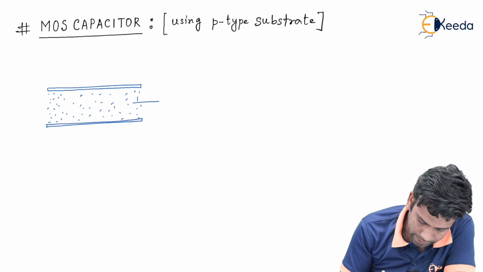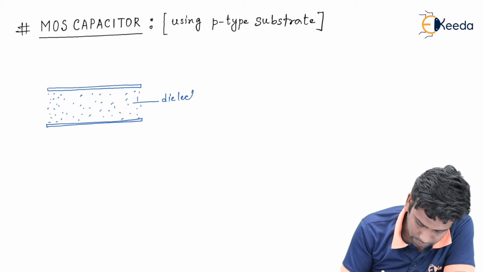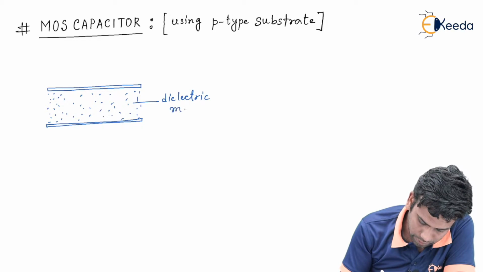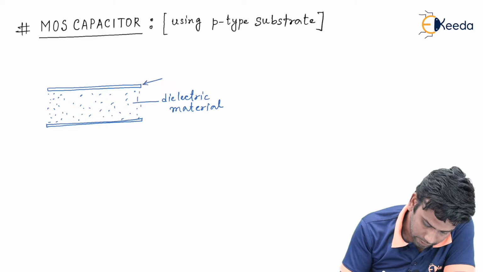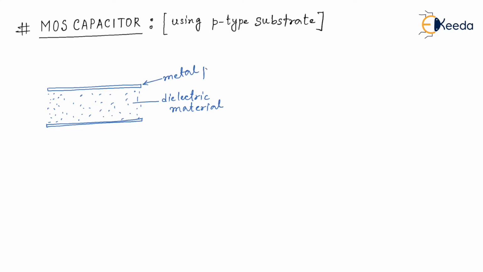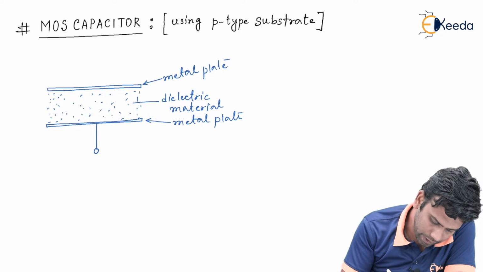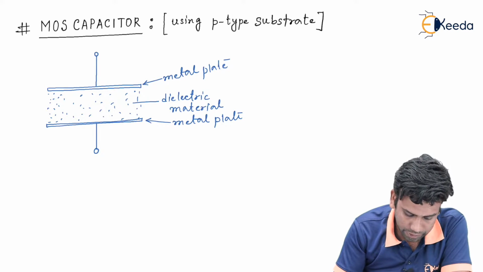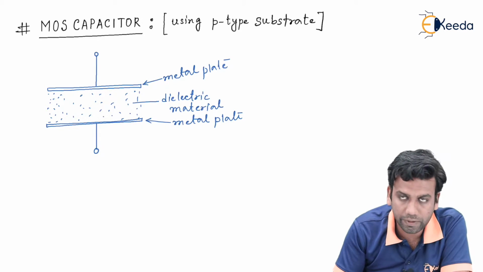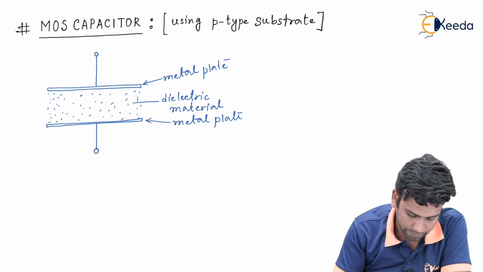So I can call it a dielectric material, and this is the metal plate, and this is also the metal plate. Now there will be some electrical connection given to the metal plates. So this is the basic block diagram of a parallel plate capacitor.